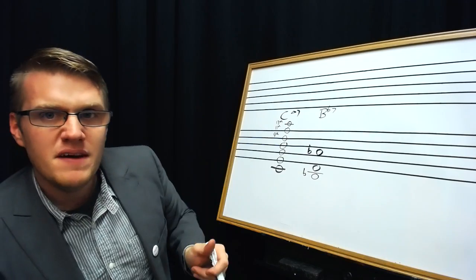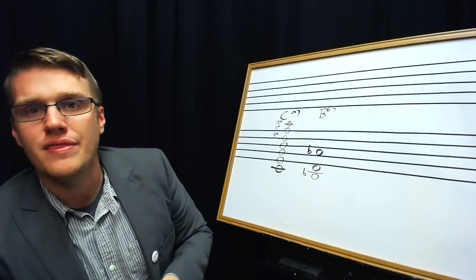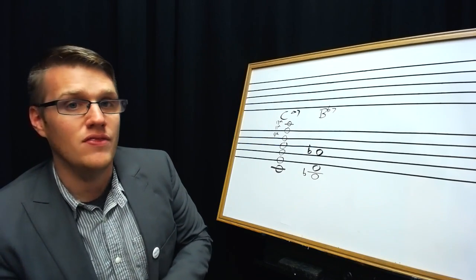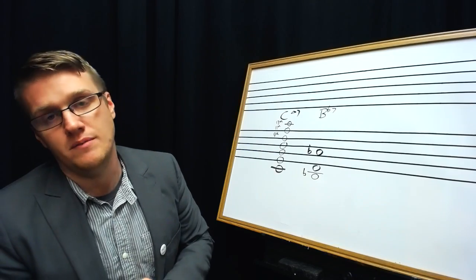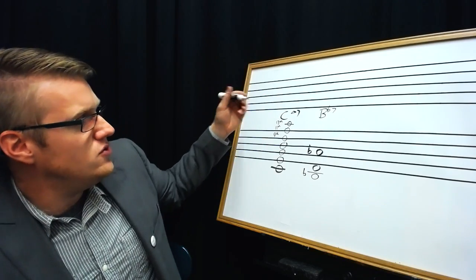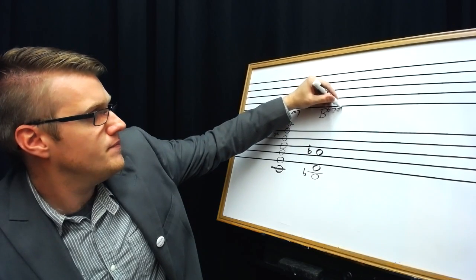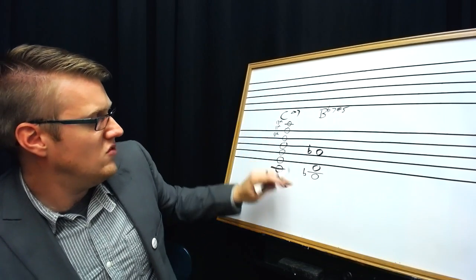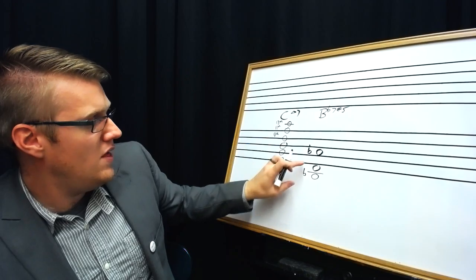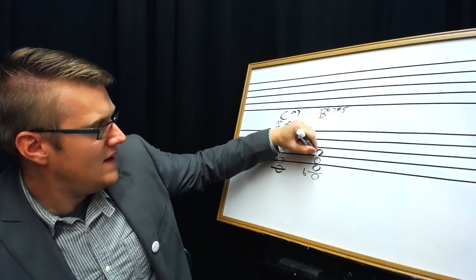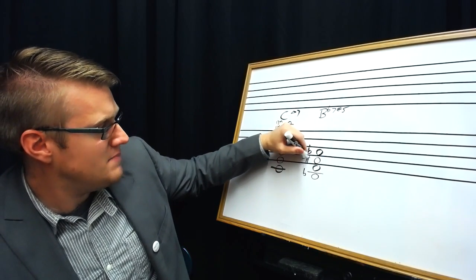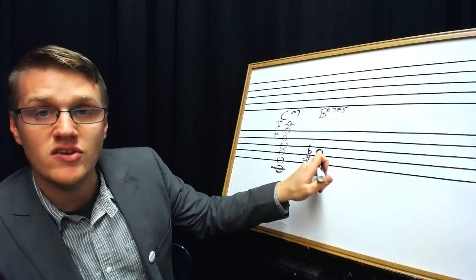Now, the 5th, the 9th, the 11th, and the 13th, those can all be altered. They can be raised or lowered. So I'm going to do a B flat 7, sharp 5. So I have my B flat 7 here. I have root, 3rd, and 7th. But this 5th, I am going to raise by a half step. That one note, that's an alteration.